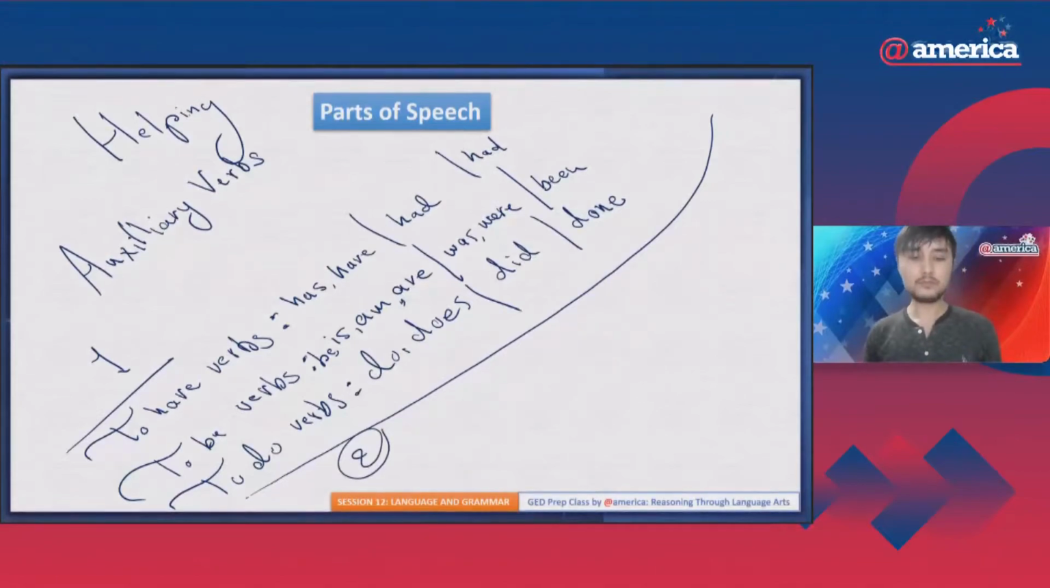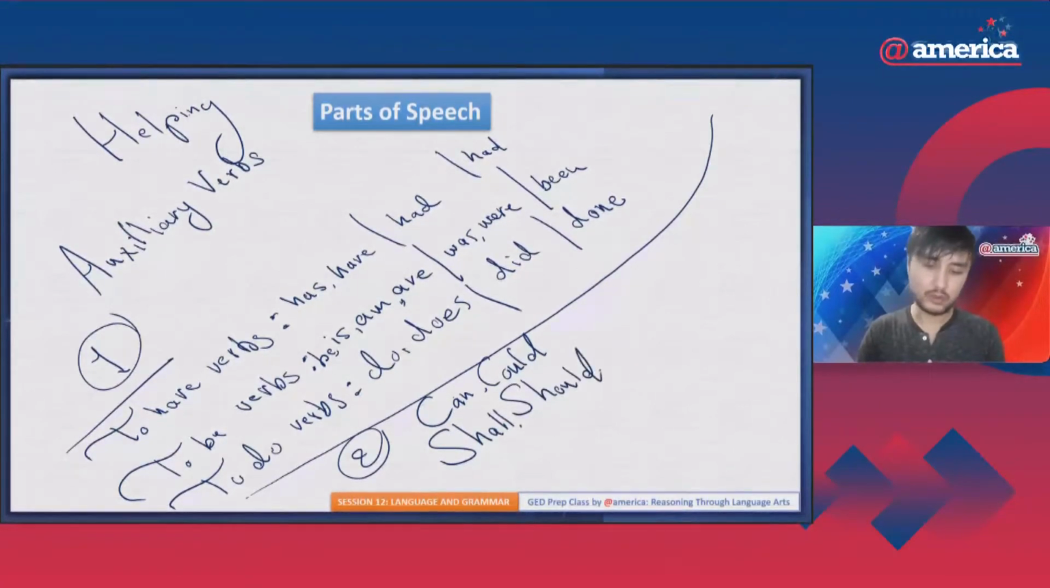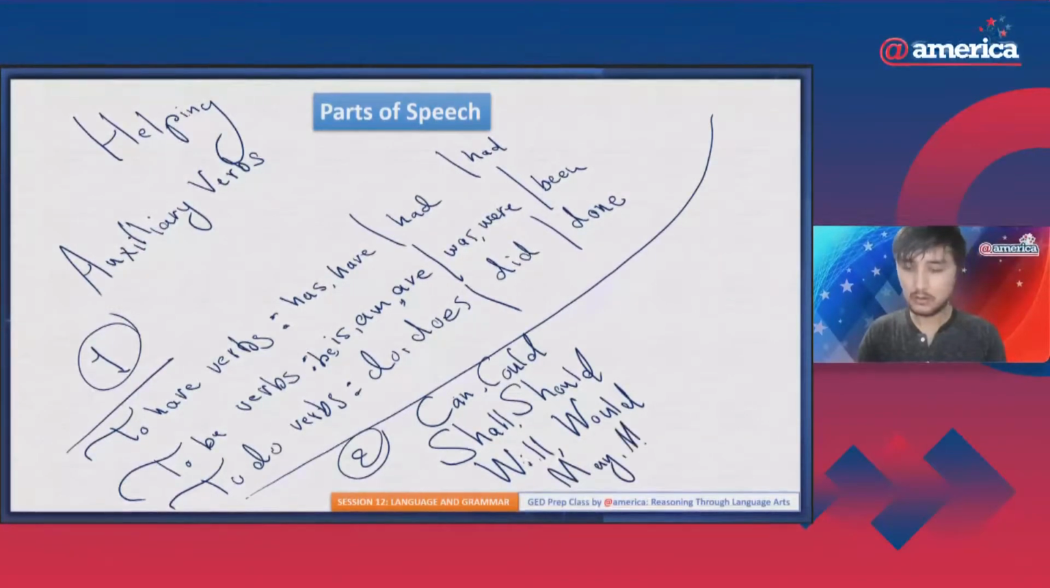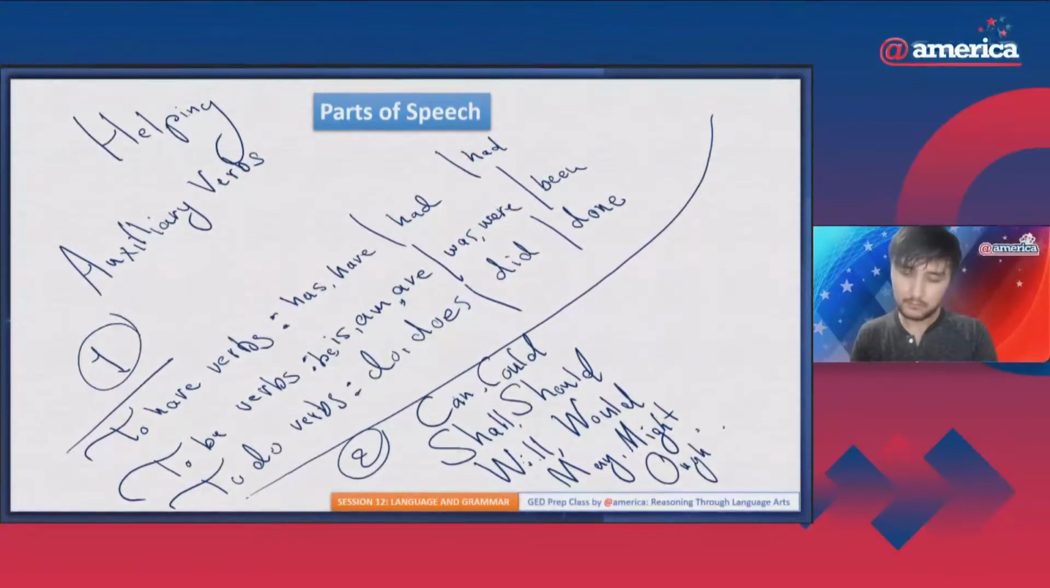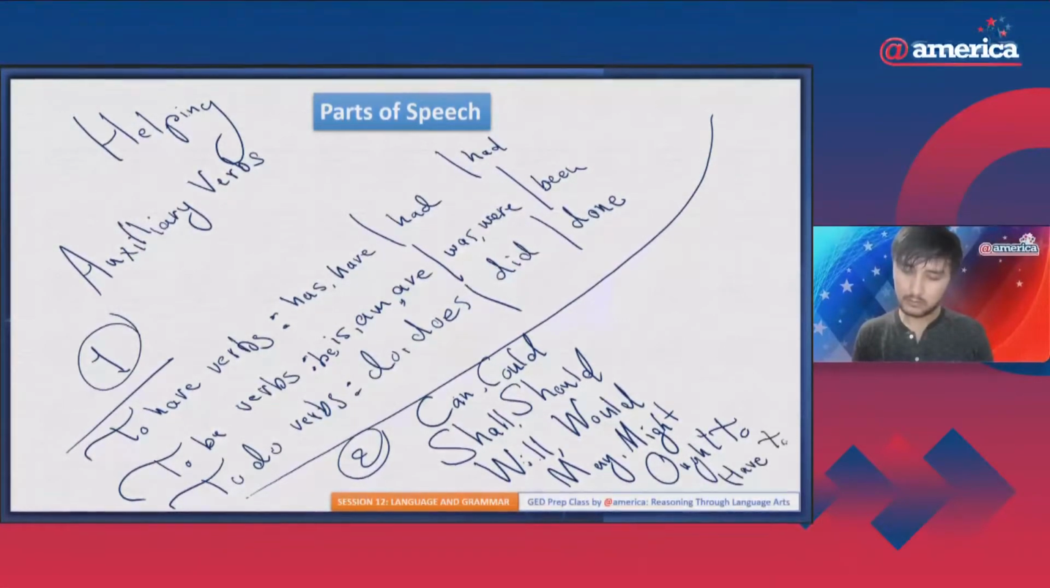Now let's talk about type 2. The second type of auxiliary verbs or helping verbs are can, could, shall, should, will, would, may, might, we have ought to, and also you have to, has to.